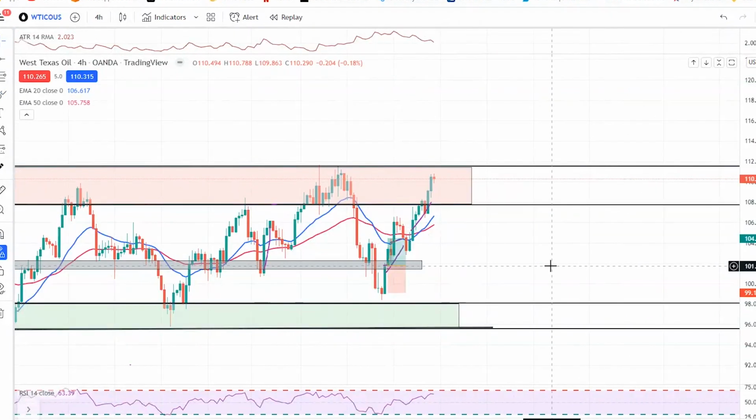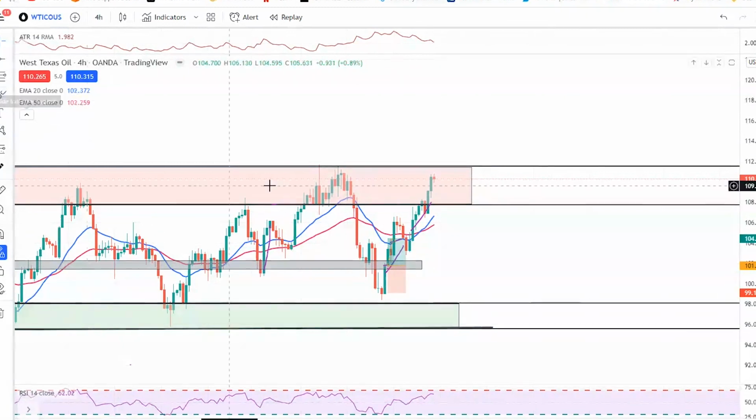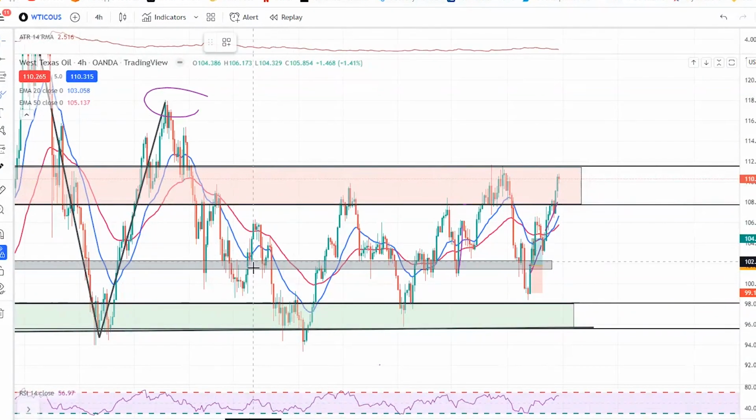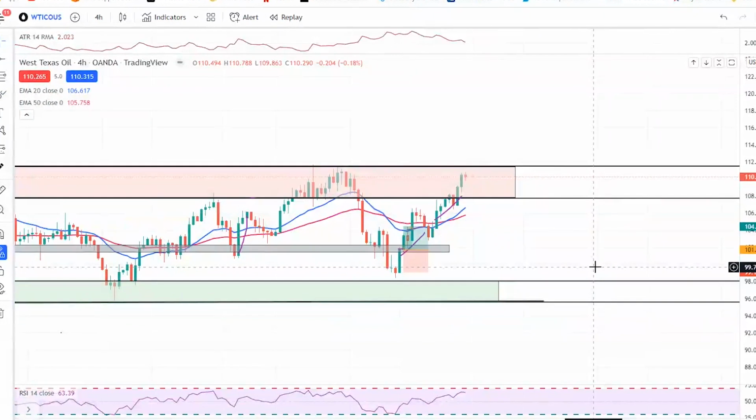So for crude oil, I will be extra cautious to take short trades. I will look for a good entry reason, as this market is now in a ranging mode for a while now. Oh, that's all for now, guys.